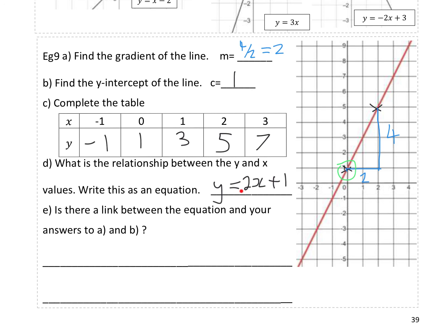Whatever you think the relationship is, or the equation, it should work for every single x value. So if we take x as 1, 2 times 1 is 2, and plus 1 is 3. If it didn't work for one of them, it wouldn't be the right answer.